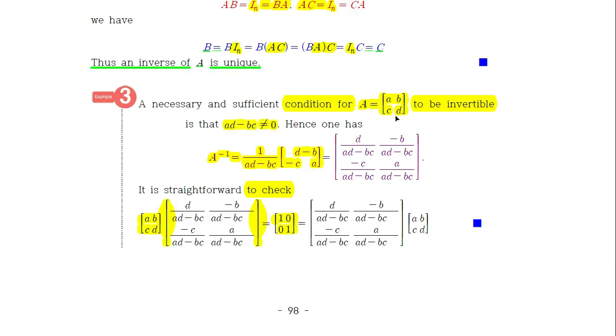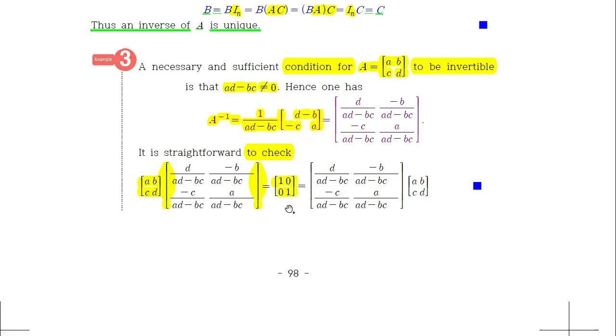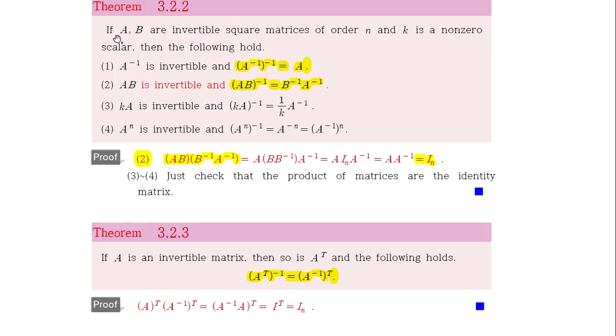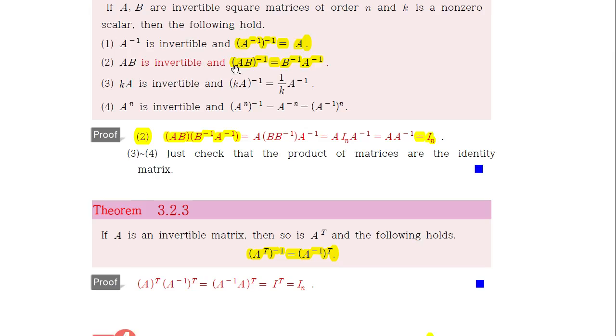Okay? So for a 2 by 2 matrix ABCD, there is no other inverse than this that you already know. That's what this example shows. If A is an invertible matrix of order n and K is a non-zero scalar, then the following hold. A inverse is also invertible.